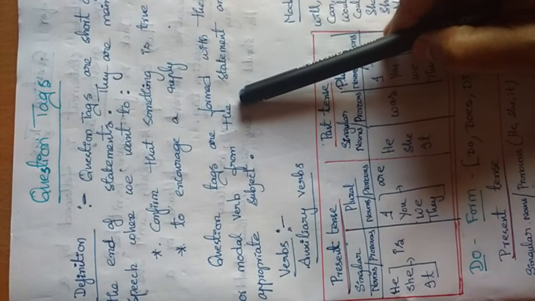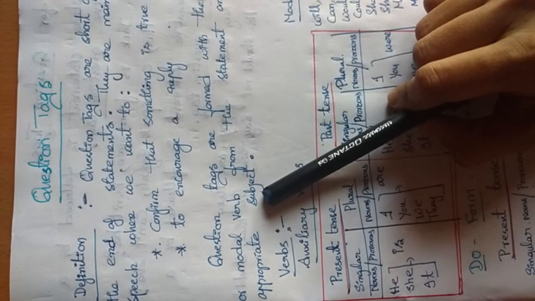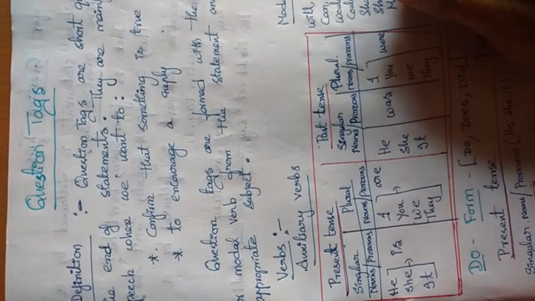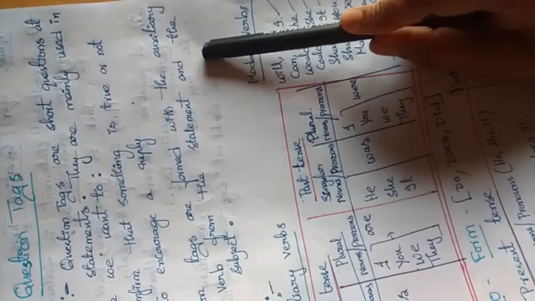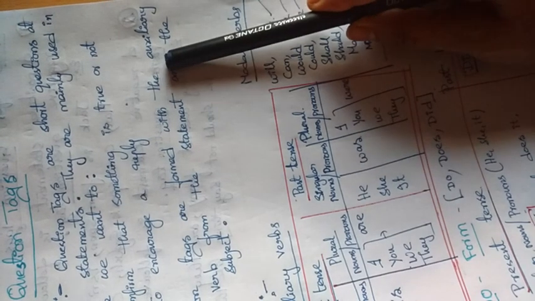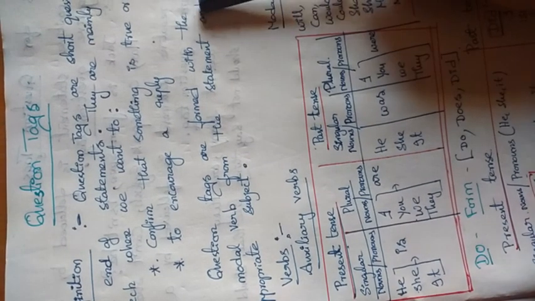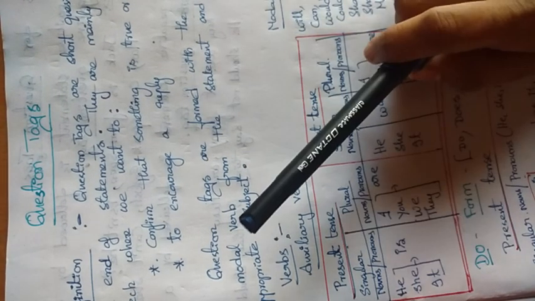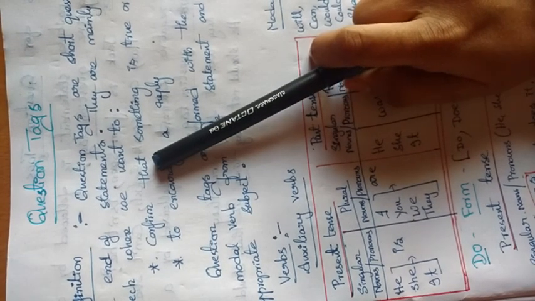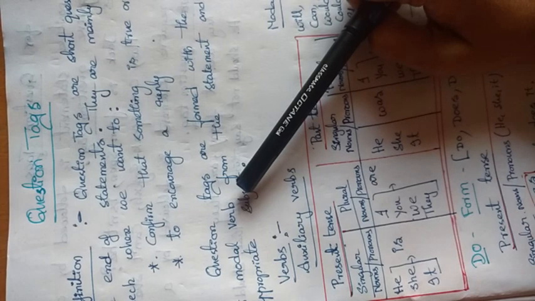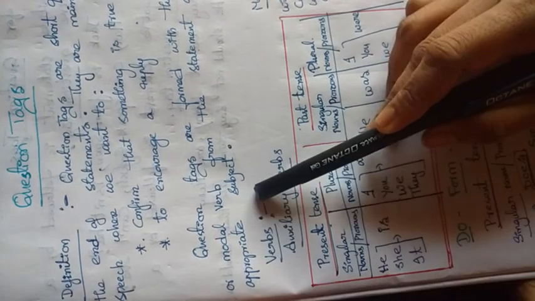Remember, question tags are always formed with an auxiliary verb or a modal verb. How will we make a question tag? Always, question tags will start with an auxiliary verb or modal verb from the statement, and we can't take any verb. It should depend upon the statement that they give, whatever statement is given in the question paper. So, related to that itself we have to take the verb. Understood? Appropriate also to the subject.